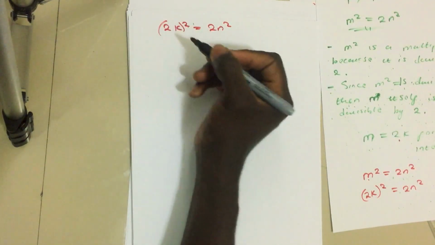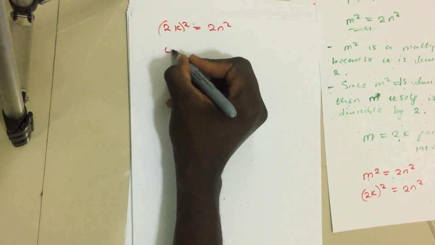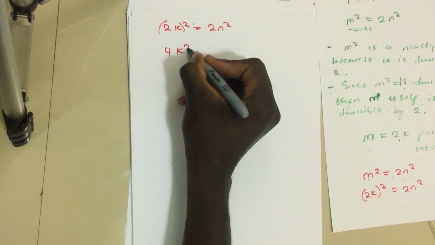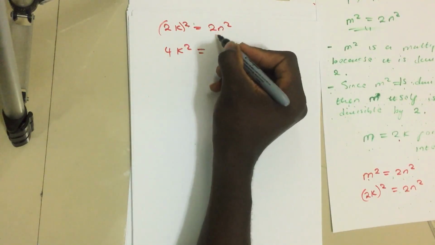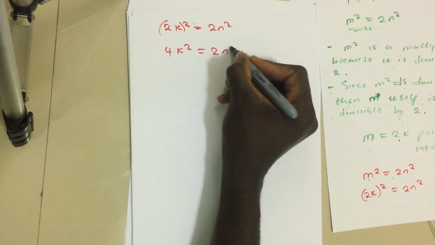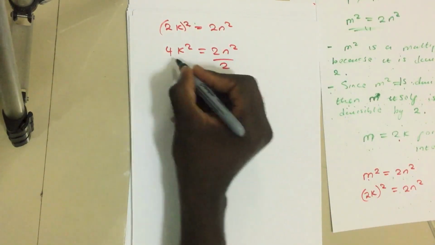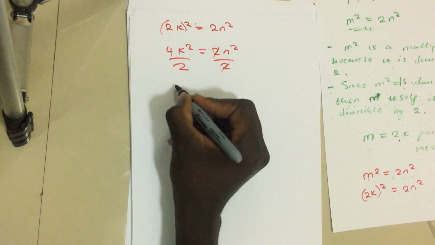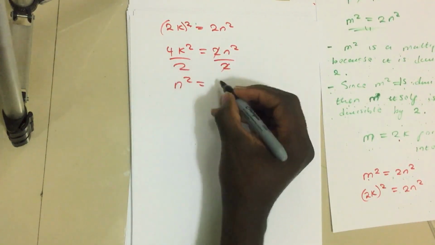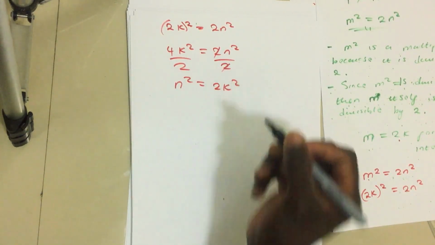So we're going to multiply the power with everything inside. So we're going to have 4k squared equals 2n squared. Okay, so now we're going to make n the subject of the formula. We're going to divide everything by 2. So we're going to have n squared is equal to 2k squared.